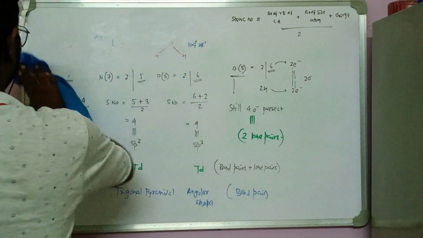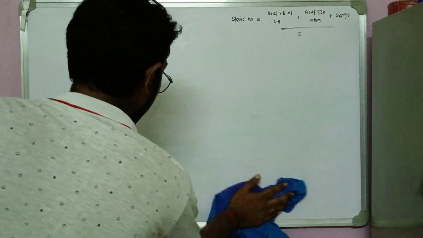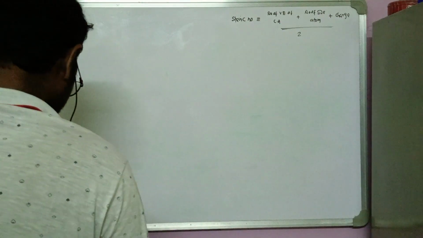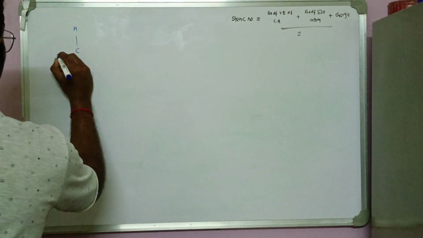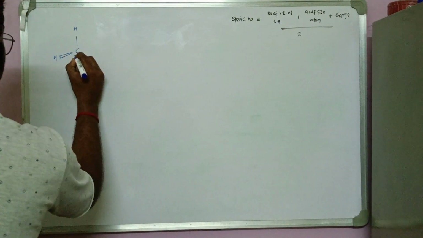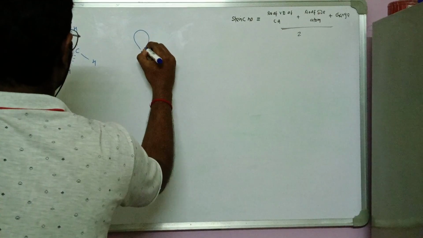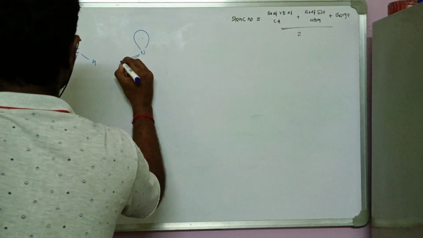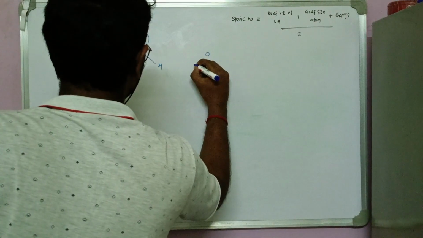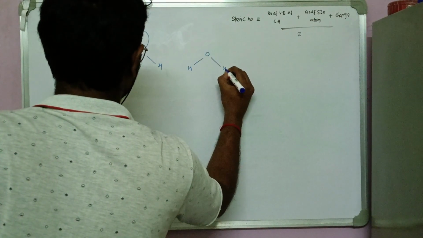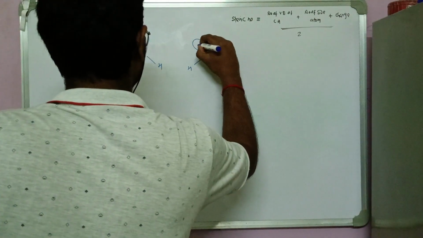Now let's discuss another thing. So this is the methane molecule. For ammonia, we have a lone pair, and the water molecule has an angular shape, or we can say bent shape. This is also called bent shape, and it has two lone pairs.